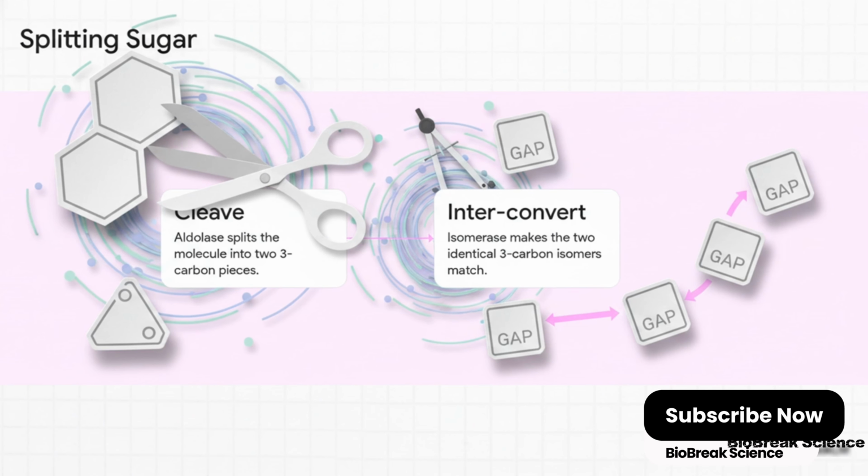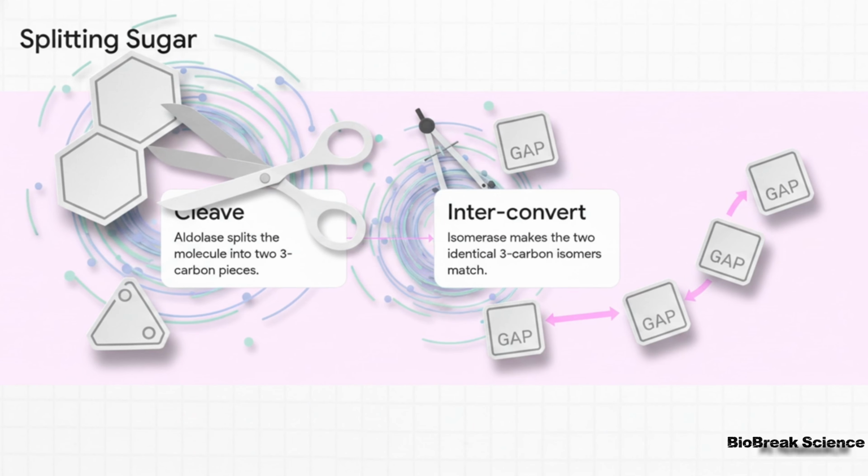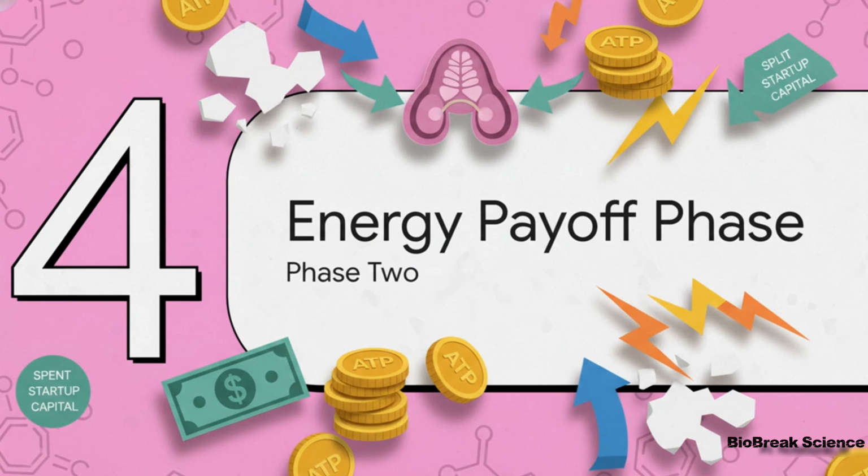We do, which is exactly why step 5 brings back our molecular architect, an isomerase called triose phosphate isomerase. It rapidly converts the DHAP into a second molecule of GAP. So moving forward from this exact point, we have two completely identical 3-carbon molecules. And that kicks off phase 2, the energy payoff.